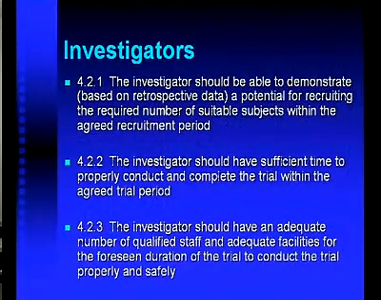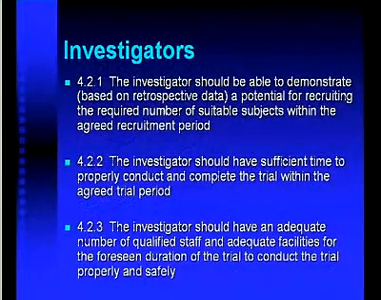The investigator needs to be able to demonstrate, based on past experience and some retrospective data, that he's able to recruit the required number of subjects for this particular study within the agreed upon recruitment period. The investigator should have enough time to conduct and complete the study within the agreed trial period. He should have an adequate number of qualified staff and adequate facilities. And these are all things that a sponsor will come out and look at to make sure that the investigator is qualified.